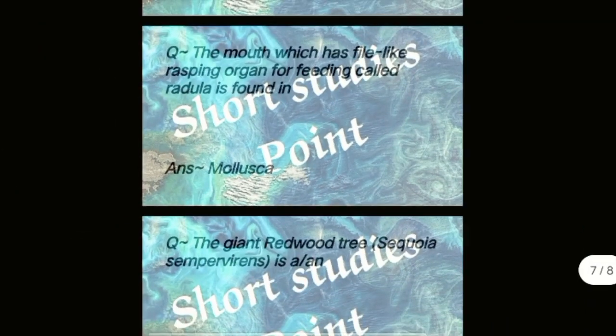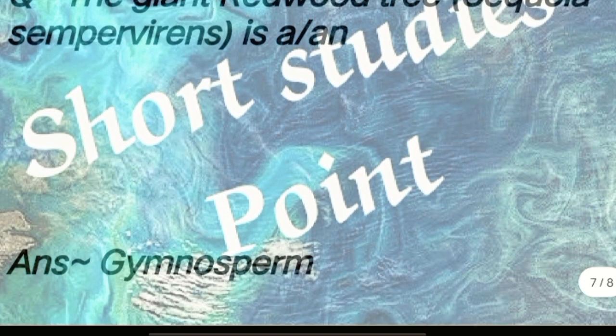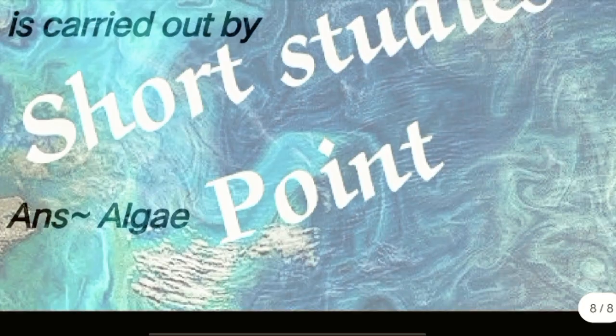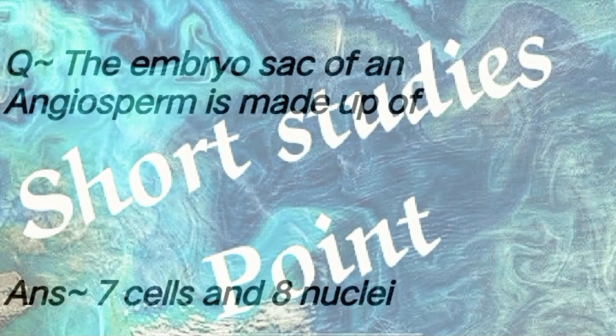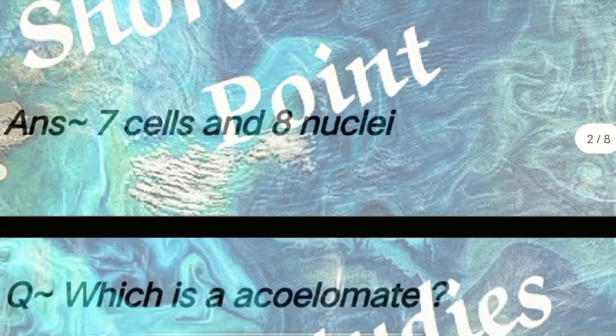Answer: Mollusca. Next question: The giant redwood tree is an? Answer: Gymnosperm. Next question: 50% CO2 fixation on earth is carried out by? Answer: Algae. Question: The embryo sac of an angiosperm is made up of? Answer: 7 cells and 8 nuclei.